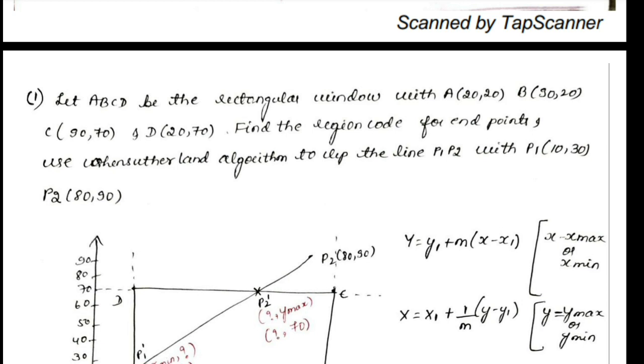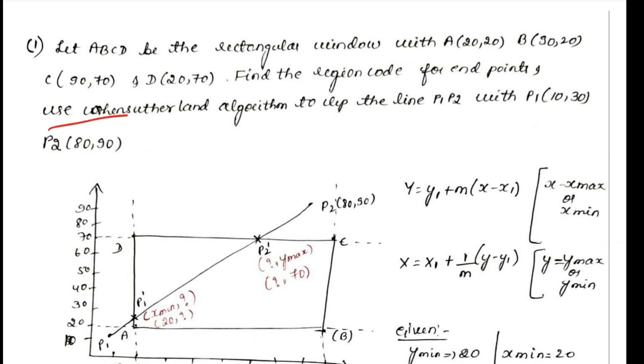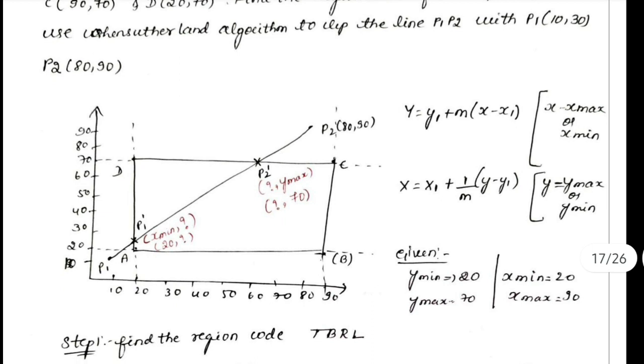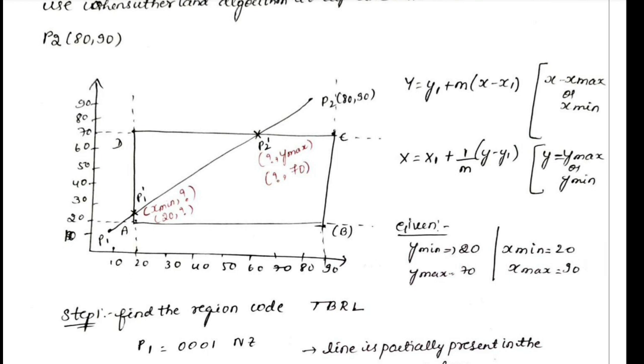So the question can be of this type. Let ABCD be a rectangular window with A (20,20), B (90,20), C (90,70), and D (20,70). So this is the rectangular window which has ABCD values given to us. Find the region codes for the end points when using the Cohen-Sutherland algorithm to clip the line P1, P2. So first we have to find out the region codes of these 2 points. After that we have to clip the line. P1 and P2 values are given. We have to find out this intersection point and this intersection point. So let's see how to approach this one.